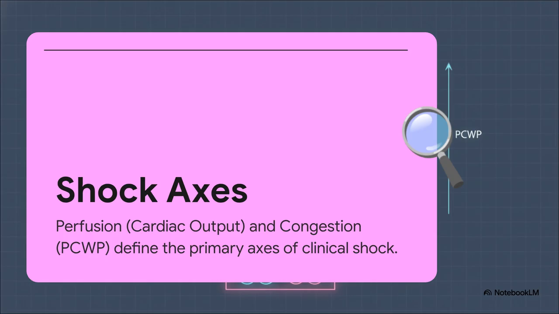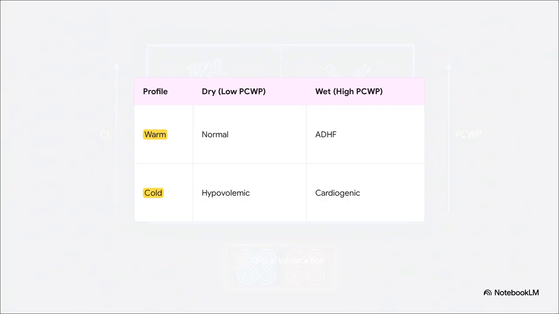That is cold. Then we have the congestion axis, which is dictated by pulmonary capillary wedge pressure, or PCWP. Keep it strictly below 18 millimeters of mercury, and the patient is dry. But push that PCWP above 18, that drives fluid straight into the alveoli, causing pulmonary edema and those audible crackles. That's what we call wet. And this matrix perfectly maps how those two variables intersect. It's the classic 2x2 hemodynamic grid.